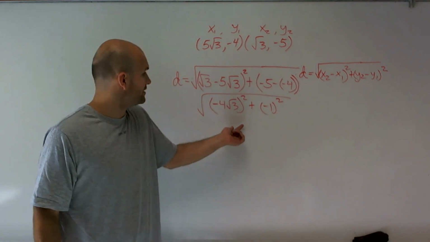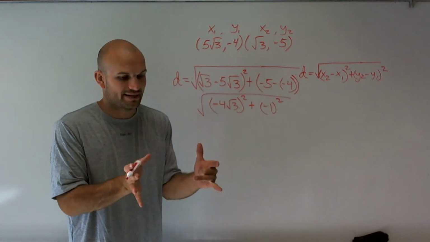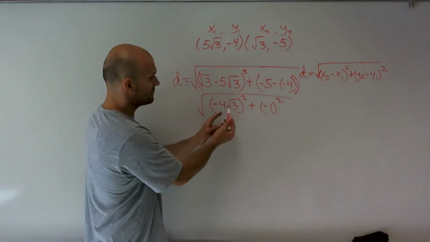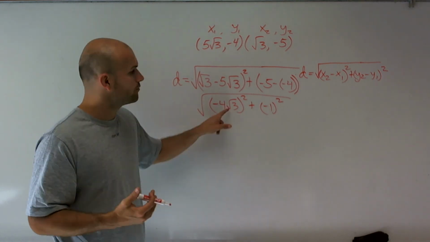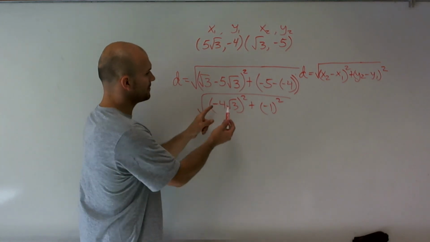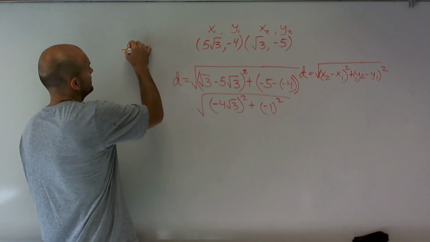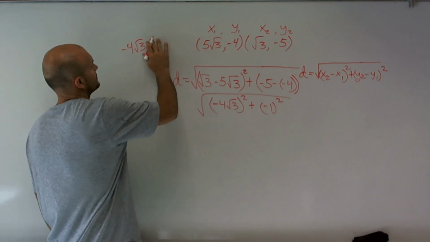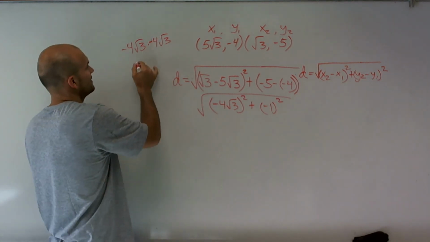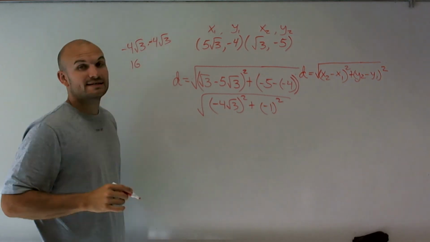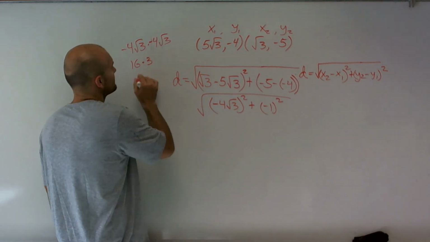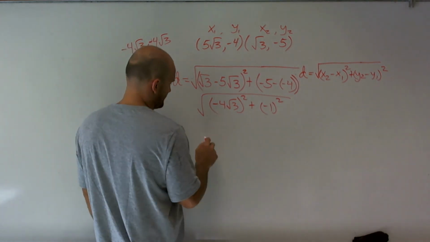So now I just need to square these. This one's pretty easy. Remember, squaring means that number multiplied by itself. Negative 1 times negative 1 is just going to be 1. Now negative 4 square root of 3 times negative 4 square root of 3: we can multiply the negative 4 times negative 4, which gives me a positive 16, and then square root of 3 times square root of 3 is just 3. 3 times 16 is going to be 48.